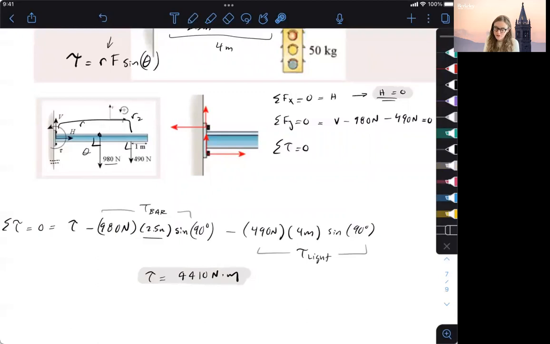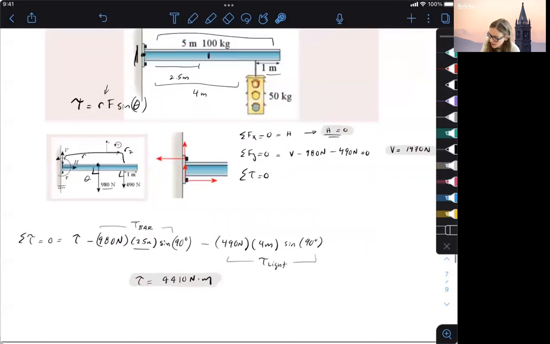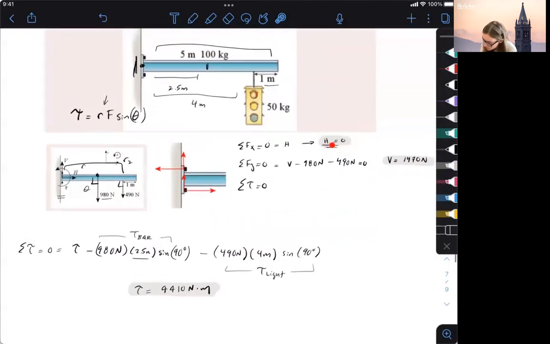So this is how that beam is actually generating the torque to prevent that rotation. Hopefully that makes sense to conceptualize how that beam could have this rotating force, what is actually going on there, and how that H could be equal to 0.